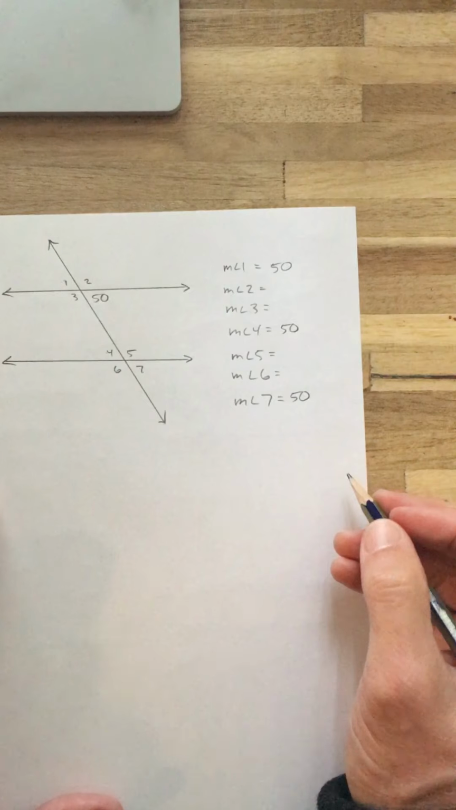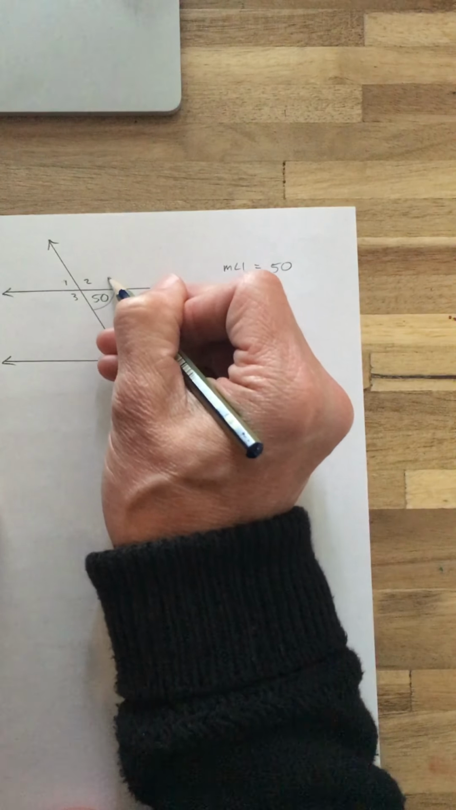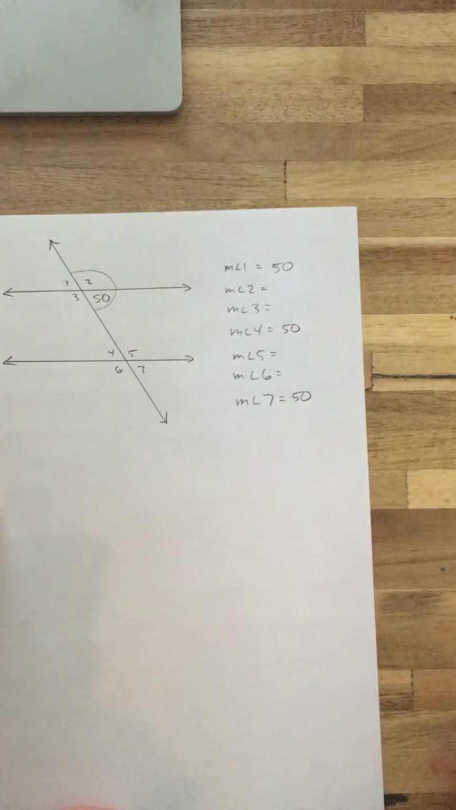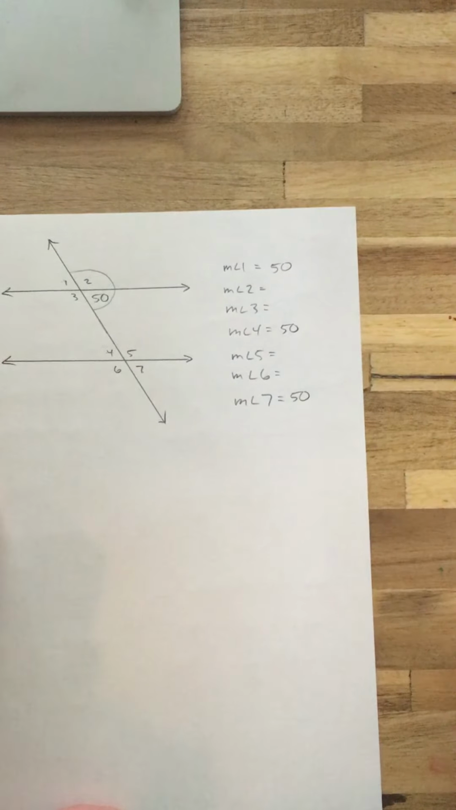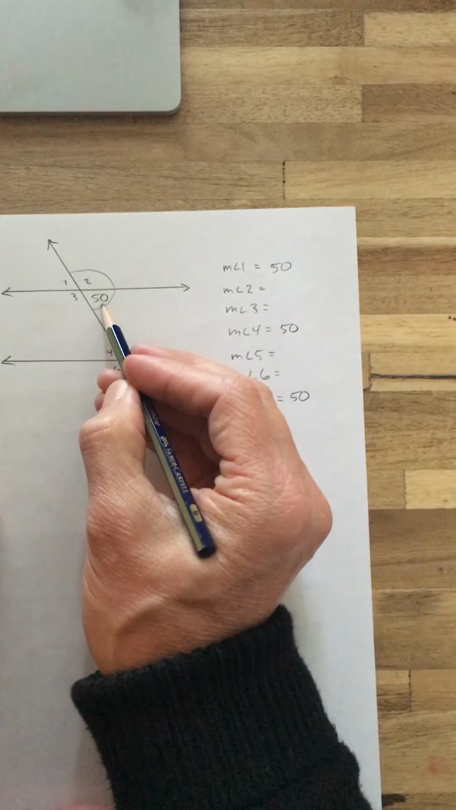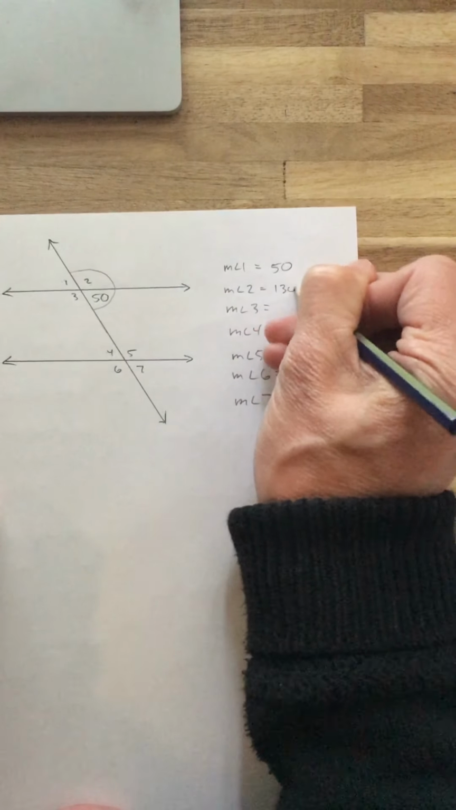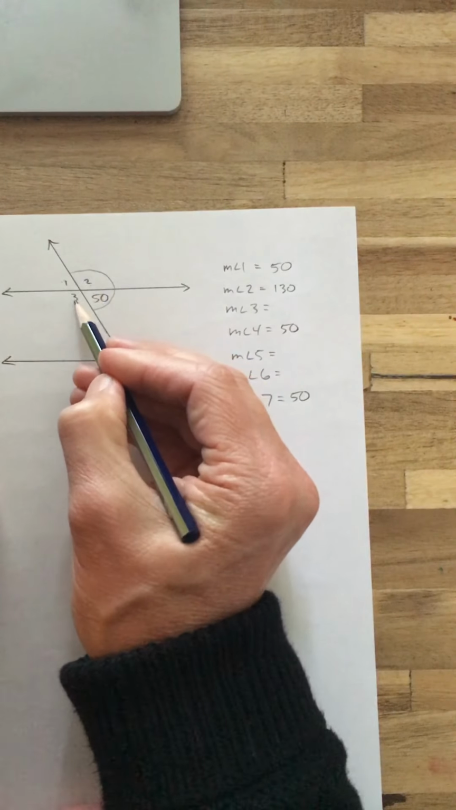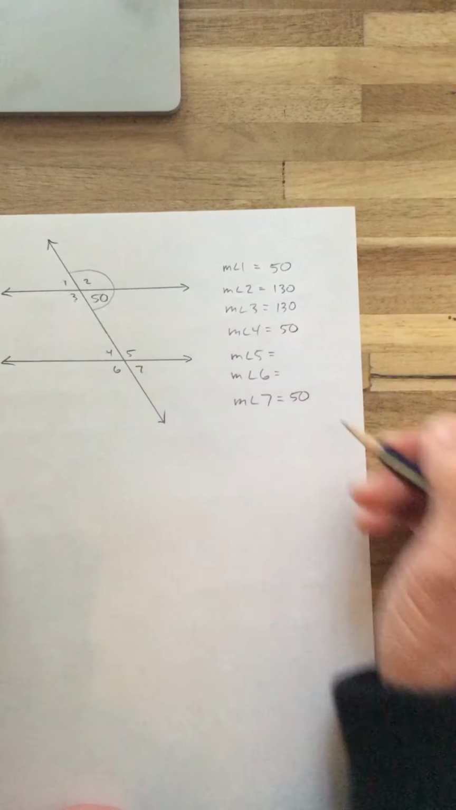So now let's figure out the measure of angle 2. Well, remember, this guy is next to this guy. What did we say about those guys that are next to each other that form a straight line? They add up to 180, don't they? All right, so this guy right here plus 50 equals 180, so this guy has to be 130. Okay, now watch this. This guy's across from this guy. It's also obtuse, 130. Do you see what the rest of them are?